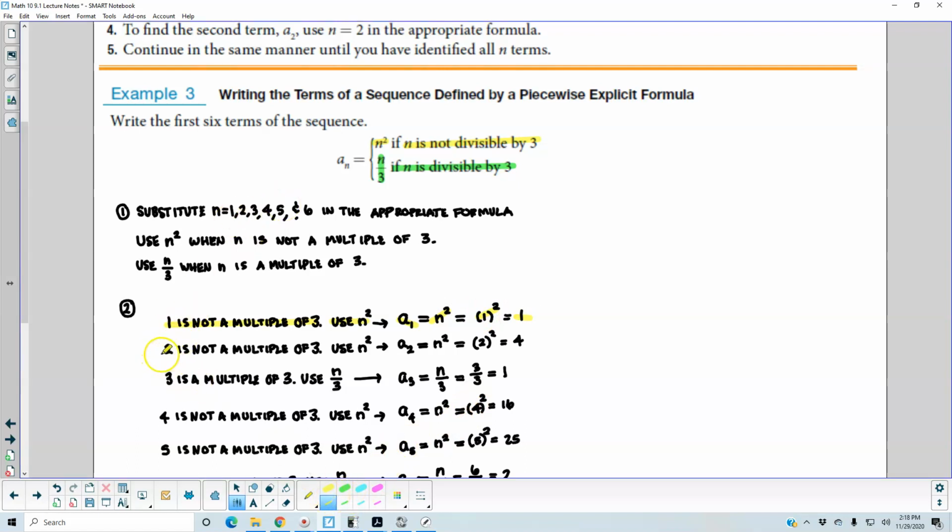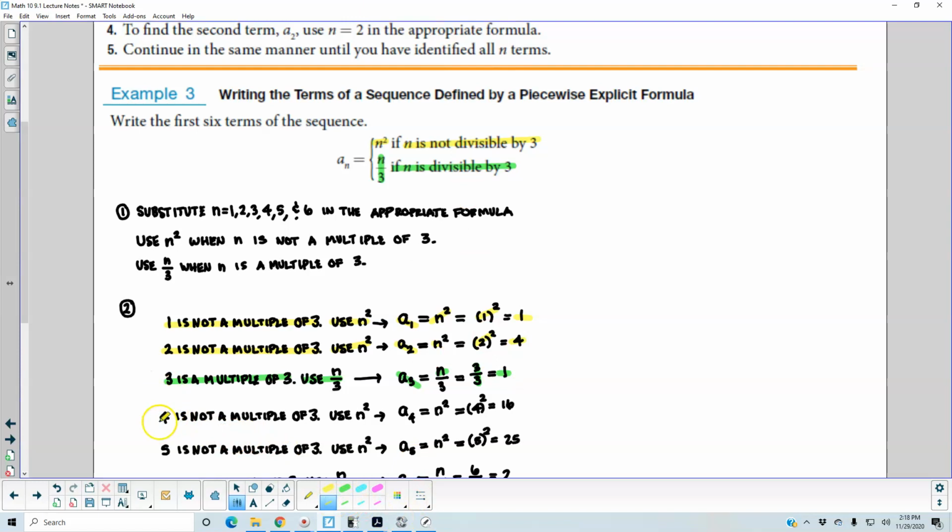Next, we're going to look at number 2. And 2 is not a multiple of 3. So again, we're going to use n squared. So the second term, a subscript 2, is going to equal n squared. We substitute 2 for n, and 2 squared gives us 4. Next, we can see that 3 is a multiple of 3. So we're going to use the formula n over 3. So a subscript 3 is going to equal n divided by 3, and that's 3 divided by 3, which is equal to 1.